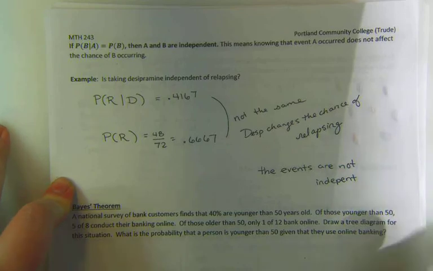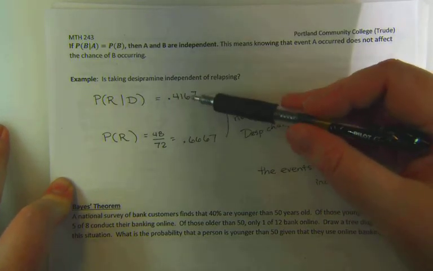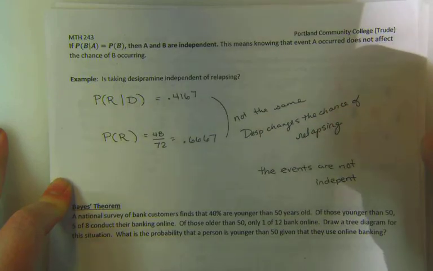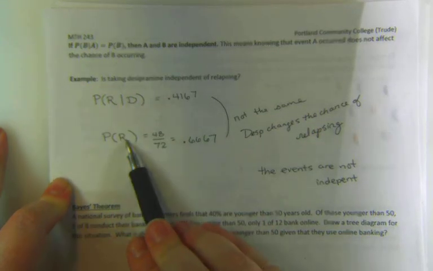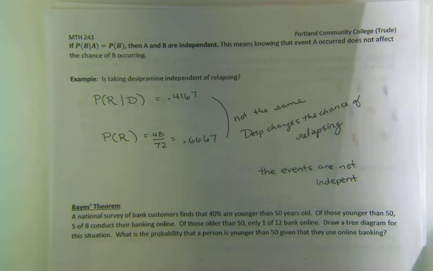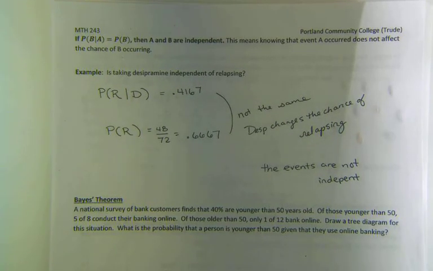And this tells us a few things. If they're not the same, taking desipramine changes the chance of relapsing. And if it's changing the probability of relapsing, the events are not independent. So this is what you want to do when trying to prove independence: are these values the same? If they're the same, they're independent. If they're different, they're not independent. You just set up one conditional and then one non-conditional and see how it comes through.